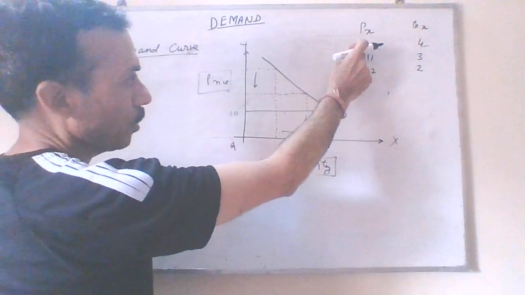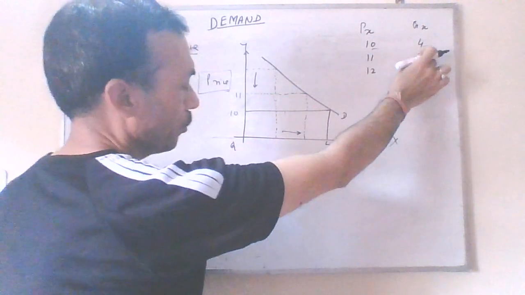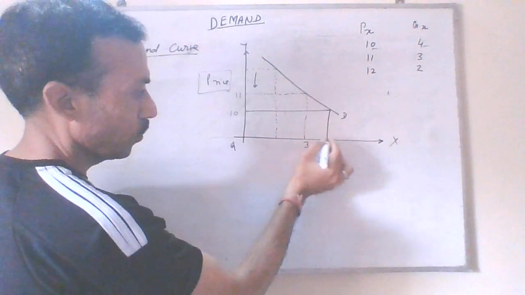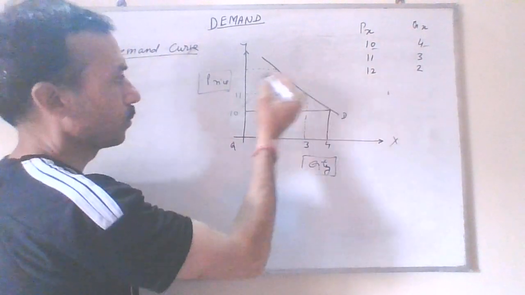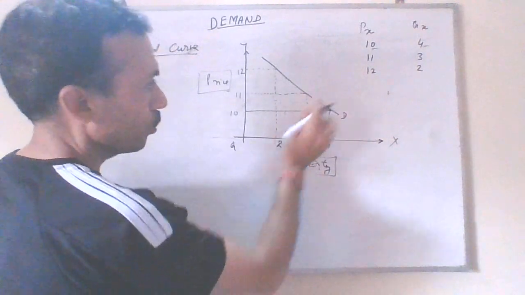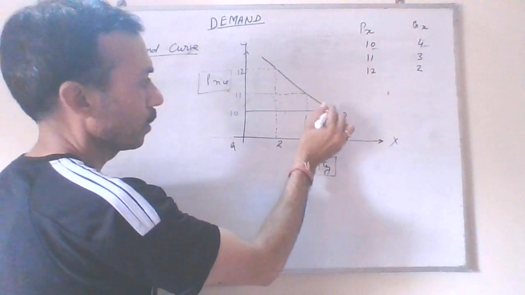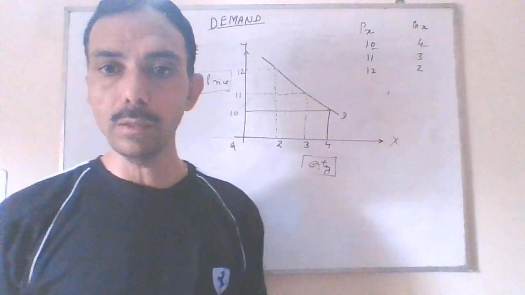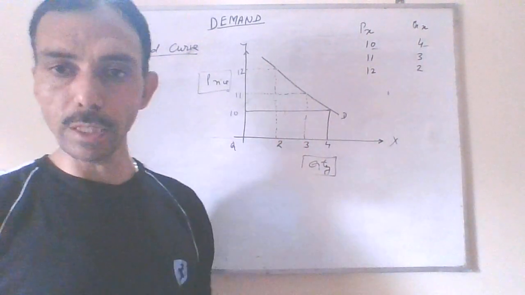When the price rises from 10 to 11, the consumer now demands only 3 units. Price rises, demand falls. And again when the price rises from 10 to 12, the quantity falls from 3 to 2. So these are different points, and we join the points. This curve is known as the demand curve. So the demand curve is a graphical representation of the demand schedule.